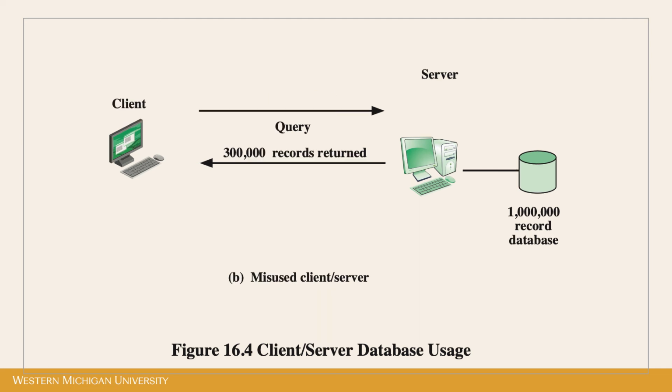Misusing this would be if we sent a query and then sent 300,000 records that meet that first query. We don't want to do that because we're sending a whole lot of extra information. That's a security problem. We don't want to send data that we don't have to send. And we're also putting a lot of the computational load onto the client, because then the client is still going to have to query through that a few times to get to the records that they're actually interested in.